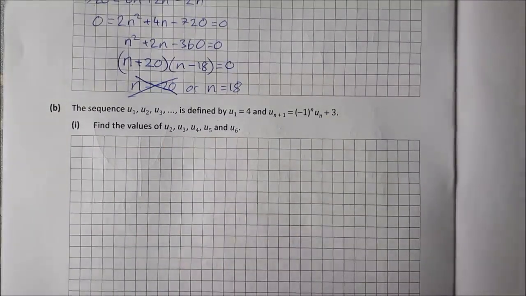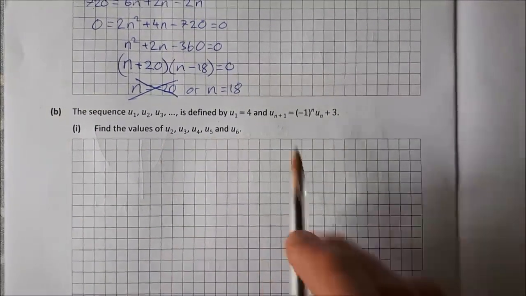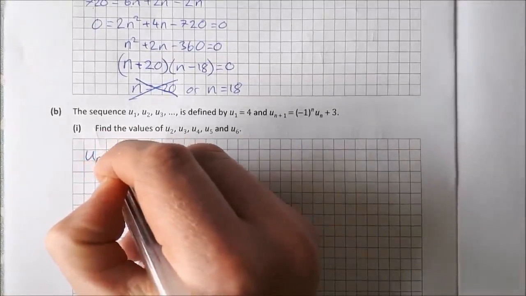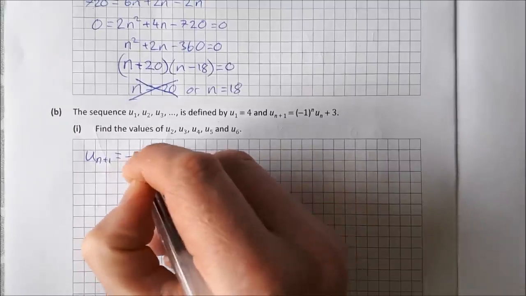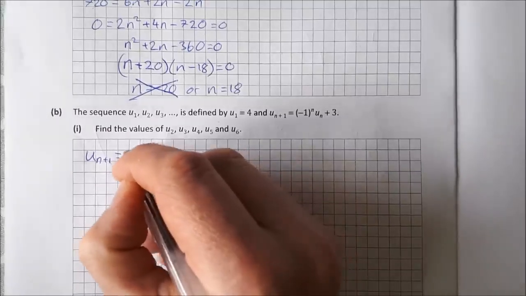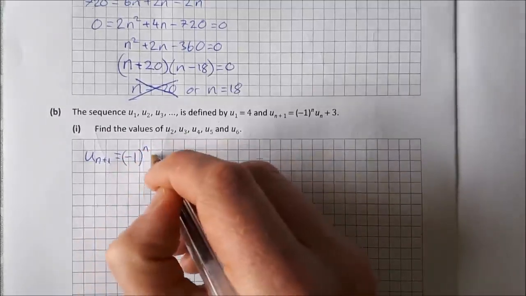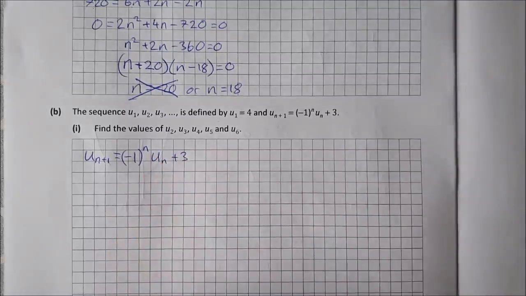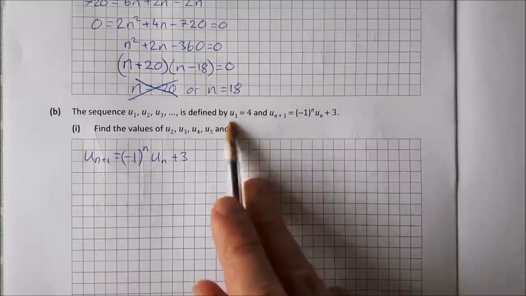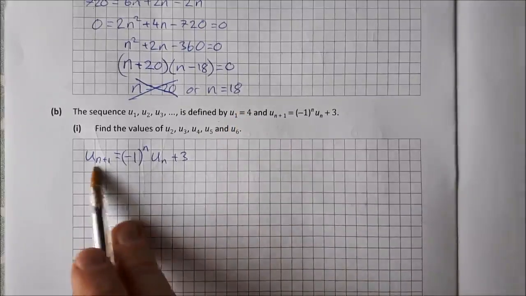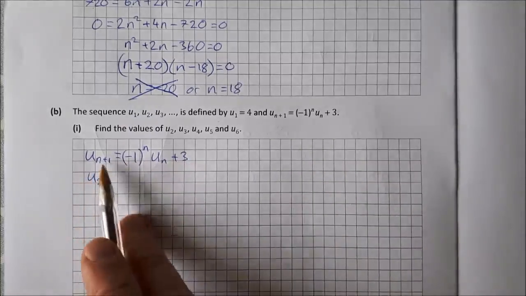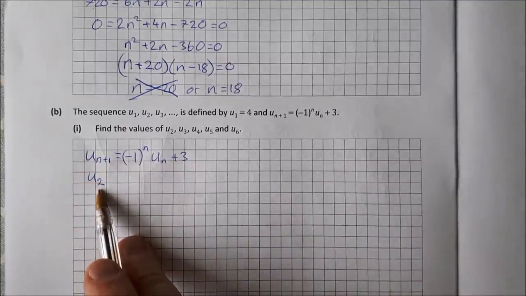Okay, so if we write down this part here first, u of n plus 1 is equal to minus 1 to the power of n times u of n plus 3. Now, u of 1 is equal to 4. That's going to be important in a second. Let's try u of 2. So n plus 1 is equal to 2.